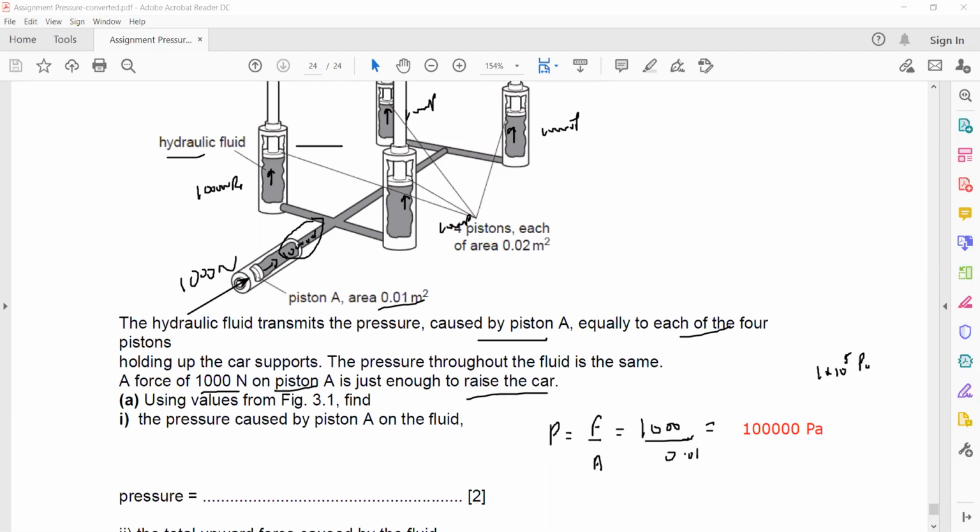That's the Pascal principle: whatever pressure we apply on the fluid, the same amount of pressure is applied equally in all the directions. Each piston will experience 100,000 Pascal.